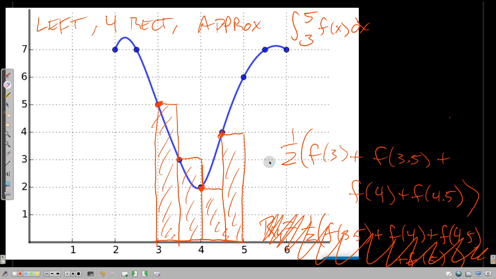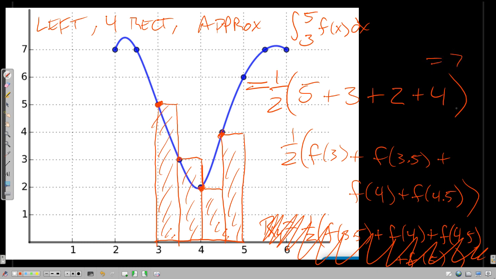And numerically, that's going to be, well, all of the rectangles have a width of 1/2, and the height of the first one is 5, and the height of the second one is 3, and the height of the third one is 2, and the height of the fourth one is 4. And so that's 8 and 6. 14 over 2, we get 7. So this is approximately 7.